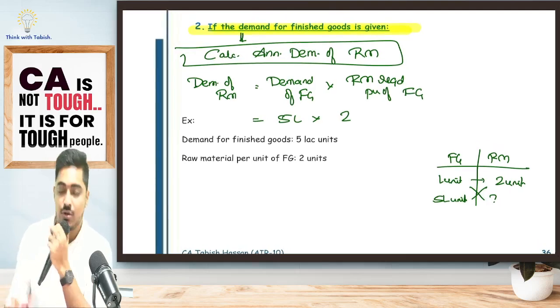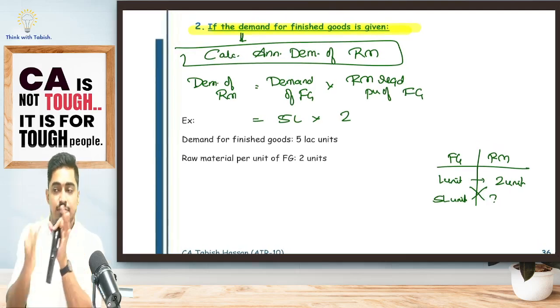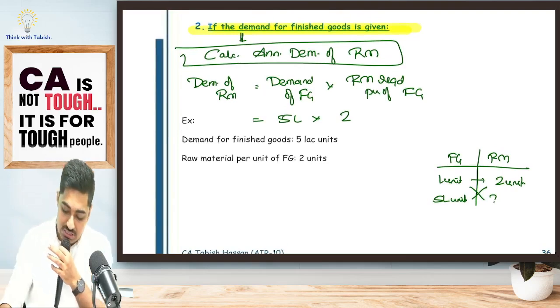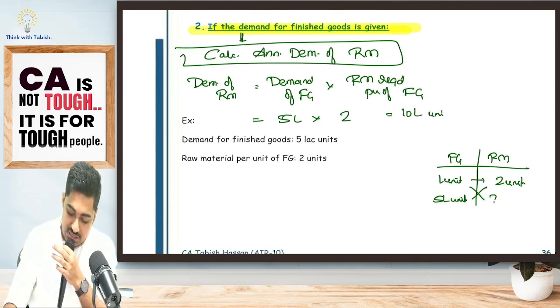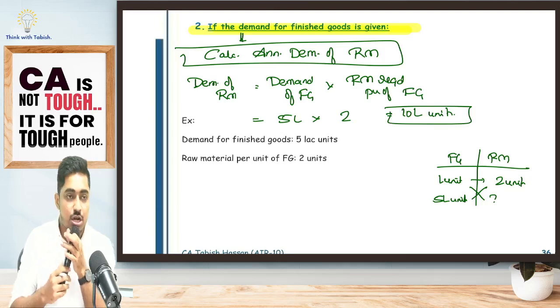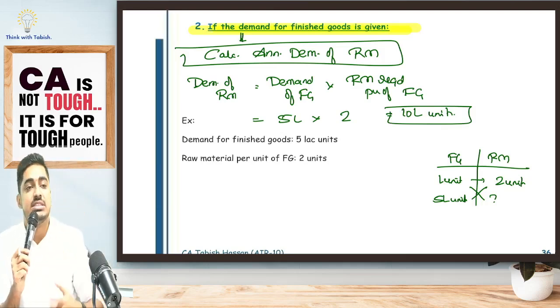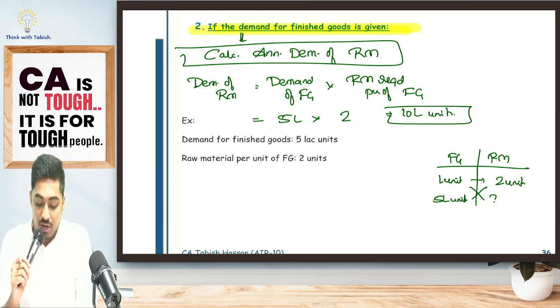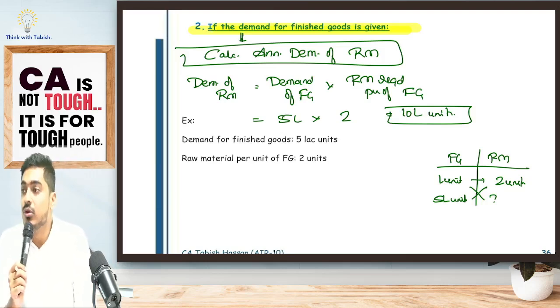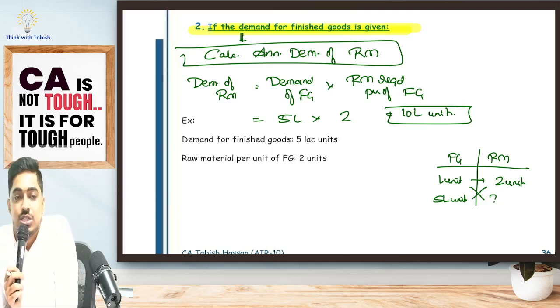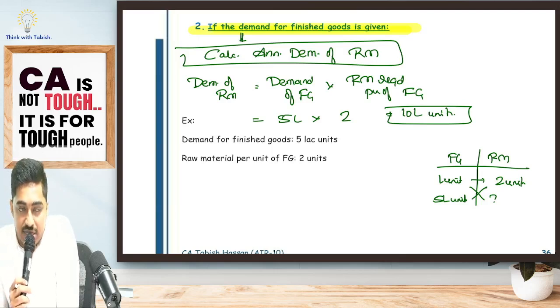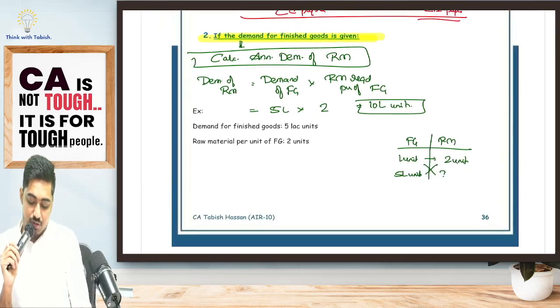So 5 lakh finished goods are needed. For every finished good, 2 raw material is needed. That means the total needed is 10 lakh units. Is this clear? Yes. These are not things to be memorized, just simple adjustments to be understood and kept. Do not keep going back and revising 10 times. Understand the logic, you will never go wrong. Is this clear, everyone? Yes or no?